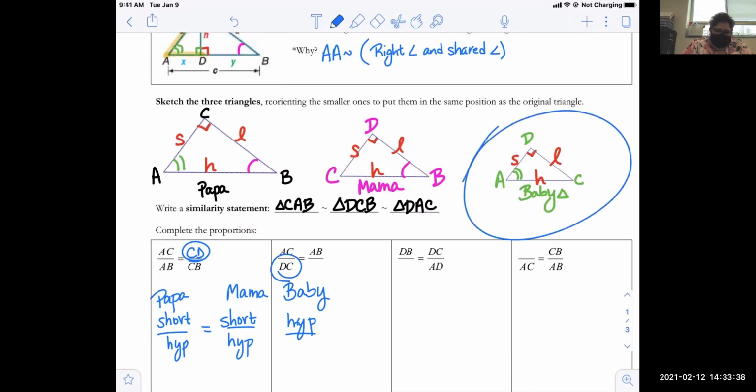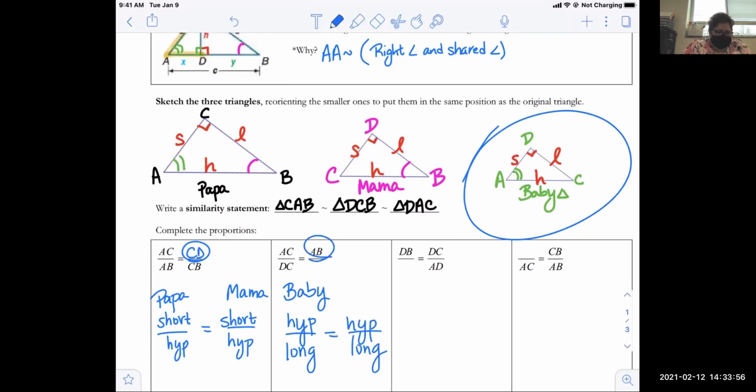In this one, AC is hypotenuse. What's DC? It's what? Yeah, it's a long one. Okay, I just didn't hear you. Hypotenuse compared to long. So that means in the other triangle, we also got to be comparing hypotenuse to long.